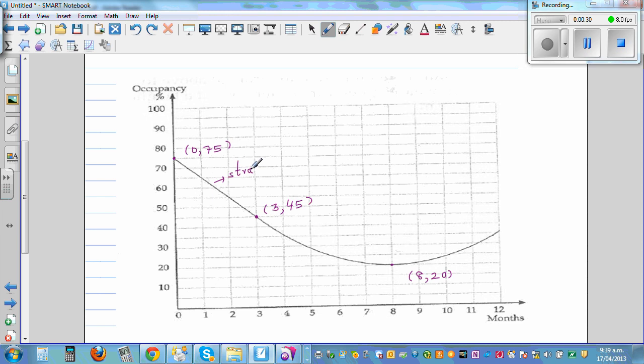So it's all about modeling. You're modeling the first 3 months as a straight line, going down. And for the remaining months, it is a parabola. So they want us to write the equation of this line and this parabola.